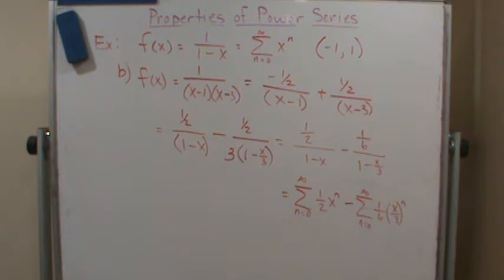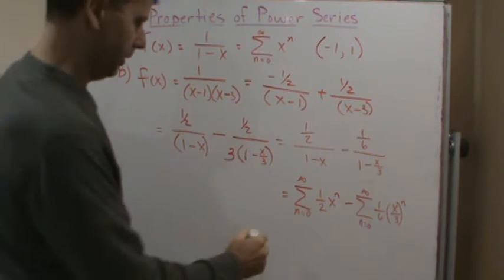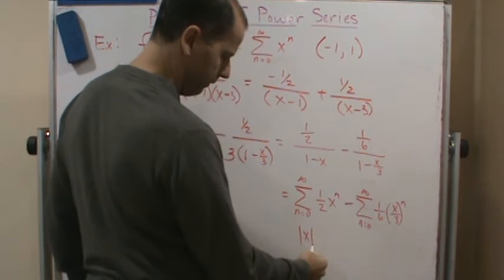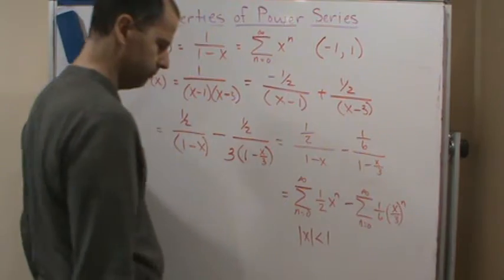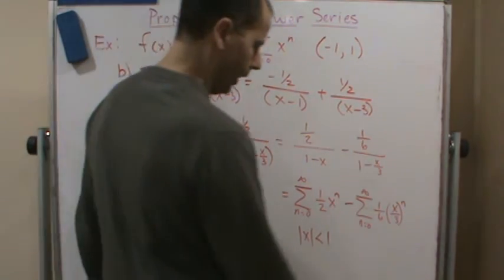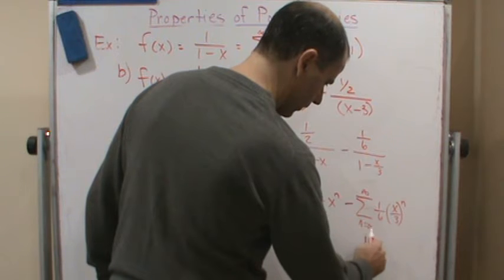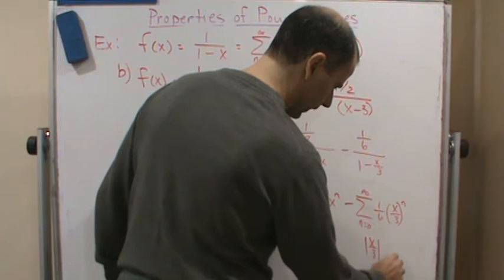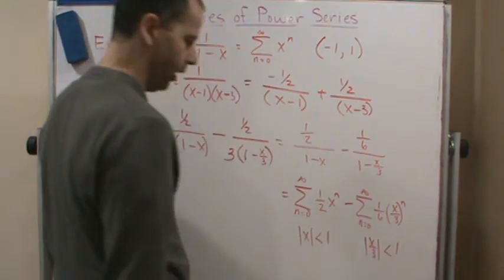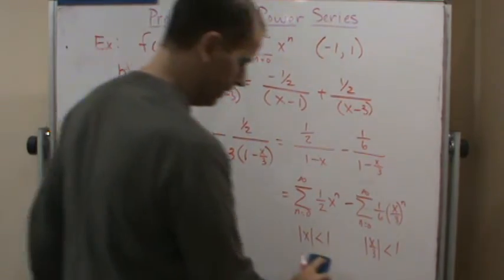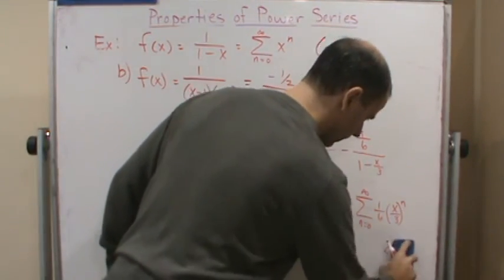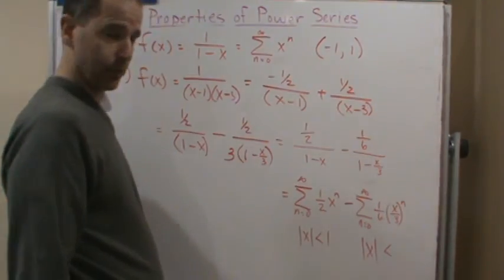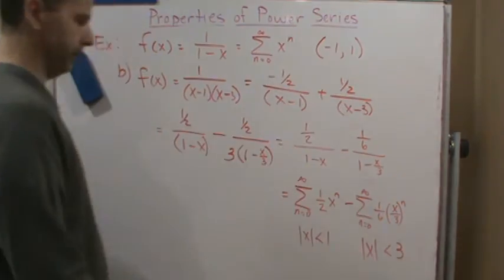Okay, now, here's the thing. This is convergent for all absolute values of x less than 1. This series is convergent for all absolute values of x divided by 3 less than 1. Which means this is going to be convergent for all values of the absolute value of x less than 3.